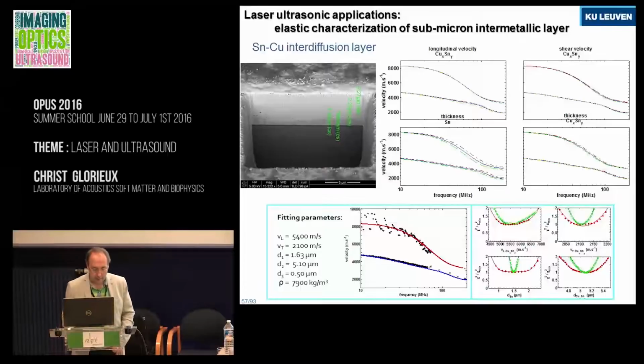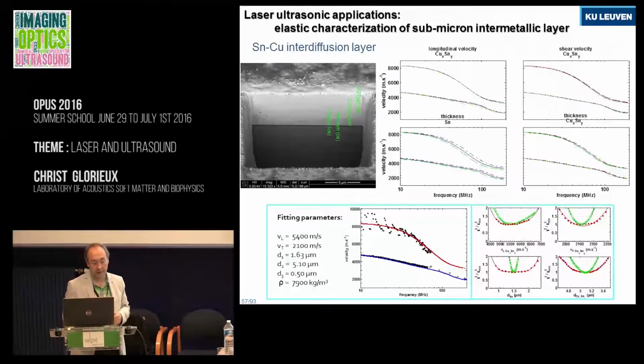This is very thin. This was in microelectronics, when you put solder on copper, here and there you have to solder. The solder is a little bit penetrating into the copper, and both are melting a bit. So we have an alloy between the tin and the copper. This was tin solder.